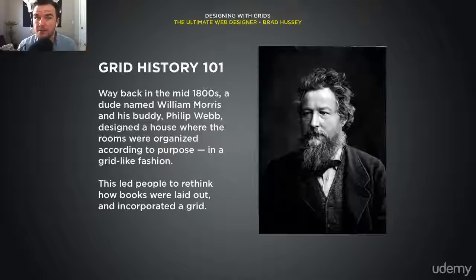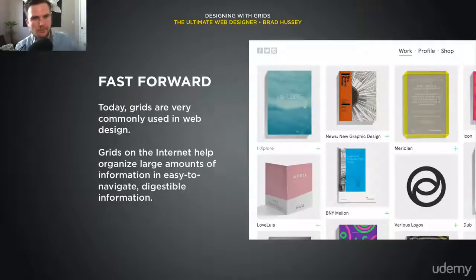Designing with grids. So I'll give you a quick 101 on the grid history. Way back in the mid-1800s, a dude named William Morris and his buddy Philip Webb designed a house where the rooms were organized according to purpose in a grid-like fashion. And at the time, I think this was pretty unorthodox. So this led people to rethink how books should be laid out and incorporated a grid from then on forward.